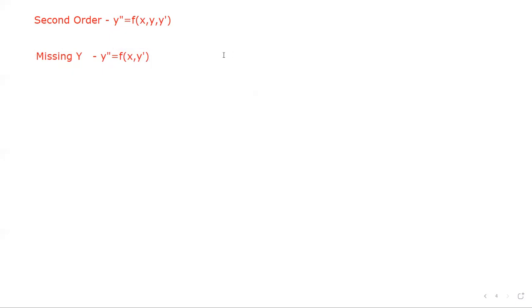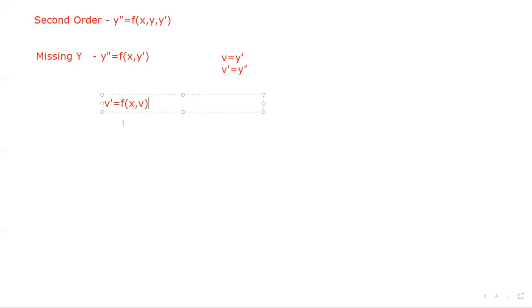Now for here, it's really easy what we want to do. We can just introduce a new variable, v equal to y prime. So then v prime is equal to y double prime. So our new function becomes v prime equal to a function of x and v. And we've now taken a second order equation and rewritten it as a first order equation. And we already know how to solve those. We can do separable, we can do integrating factor, a couple ideas.